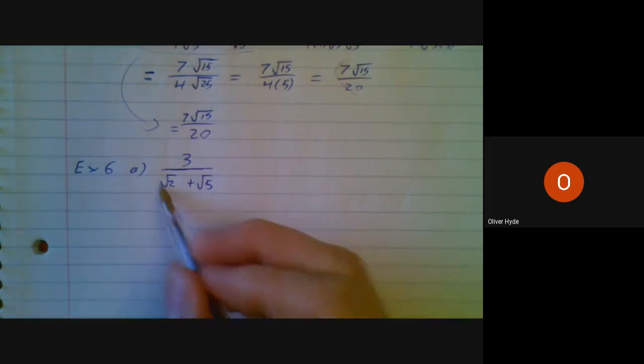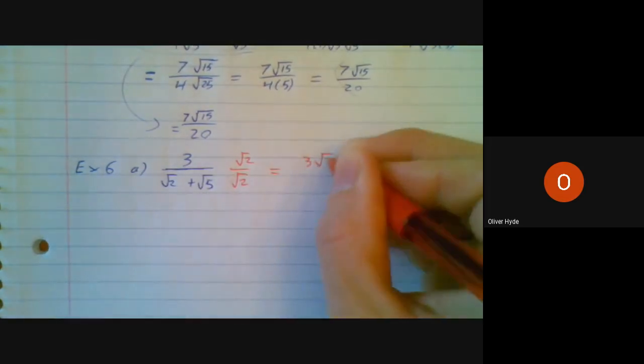So sometimes students say, all right, well, I'm going to rationalize the root 2. So these are bad ideas. I'll change colors. I'm going to rationalize the root 2. I'll just multiply by root 2 over root 2. And you're allowed to do this. You just don't want to.